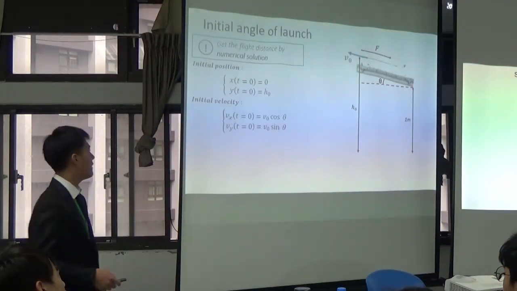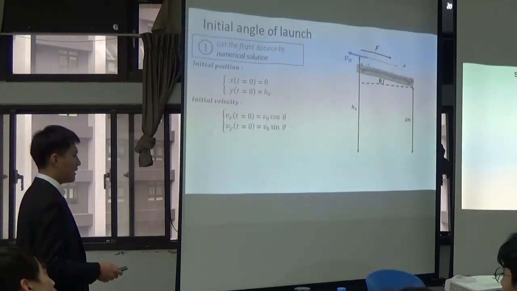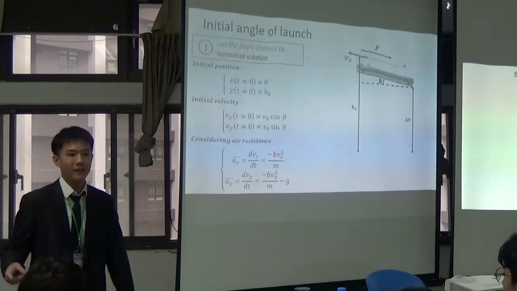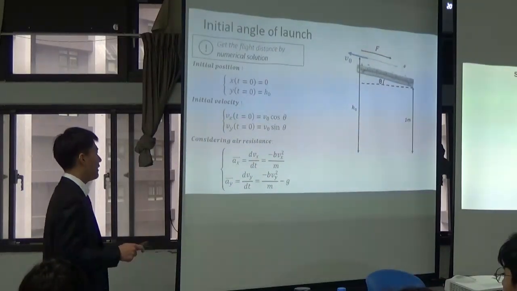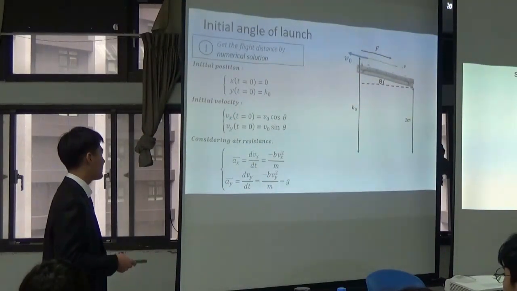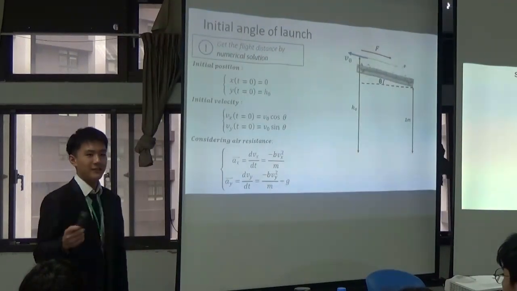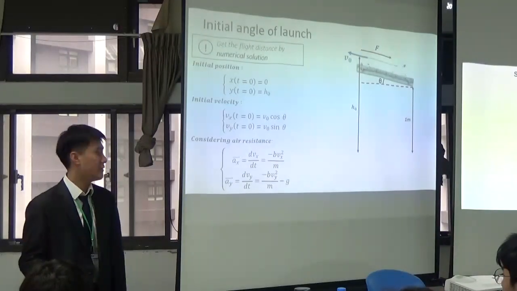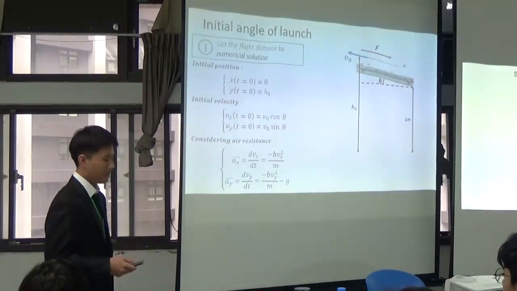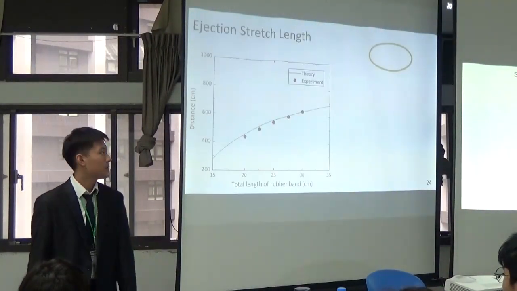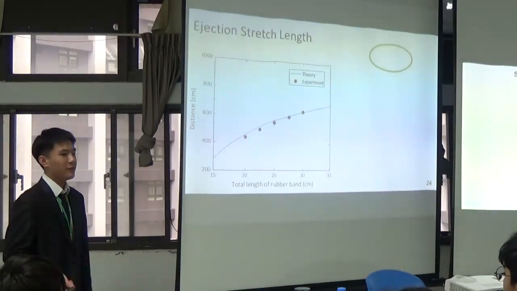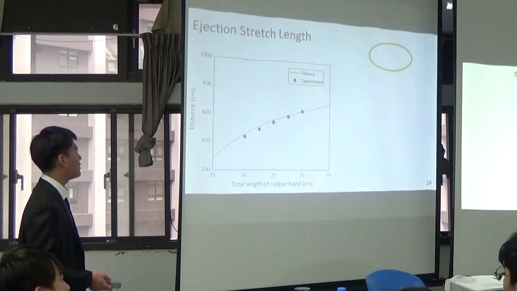And then we have to calculate the initial velocities. And then after the velocities, we can use the force to get its relation with the air resistance, and then finally we can get its distance. So this is my experiment. So this is the ejection stretch length.